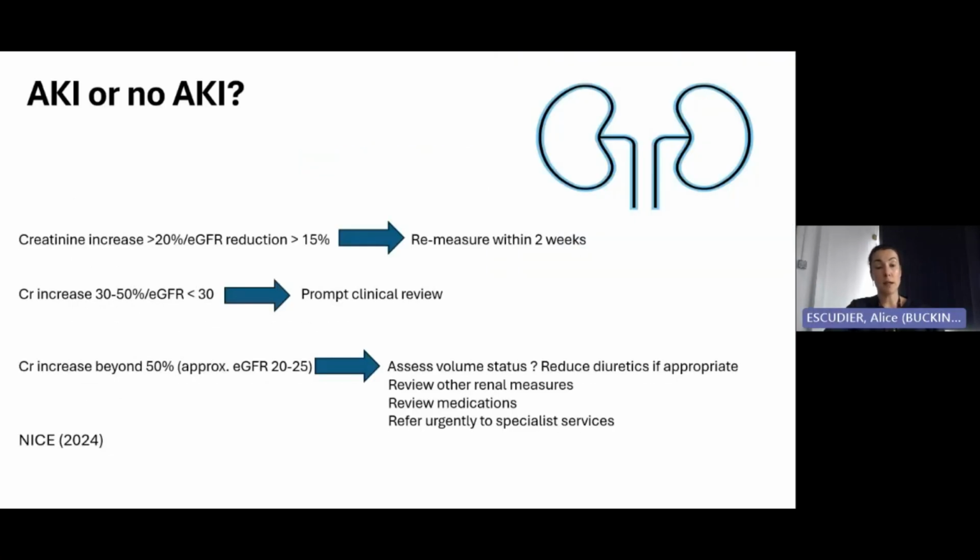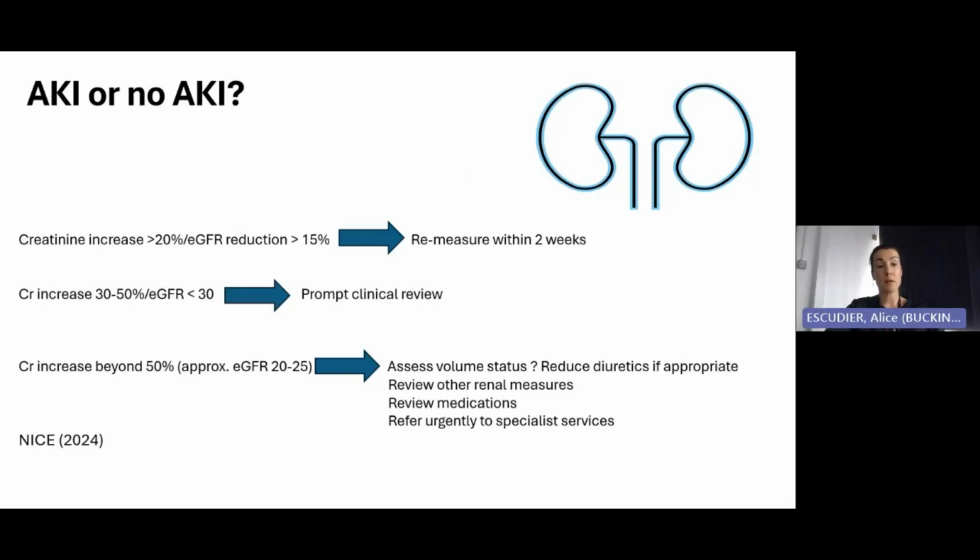So acute kidney injury. We know that diuretics will impair kidney function, but it's something that we need to tolerate to a degree to allow the treatment to be effective. So the NICE guidelines tell us that if we have a creatinine increase over 20%, or eGFR reduction over 15%, then we should tolerate that and remeasure within 2 weeks just to see how that's going.